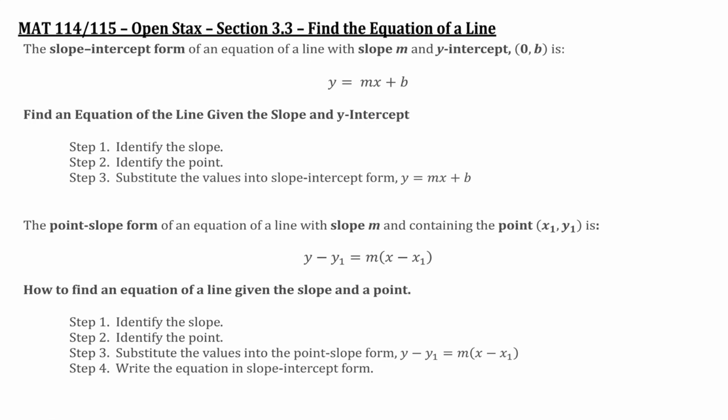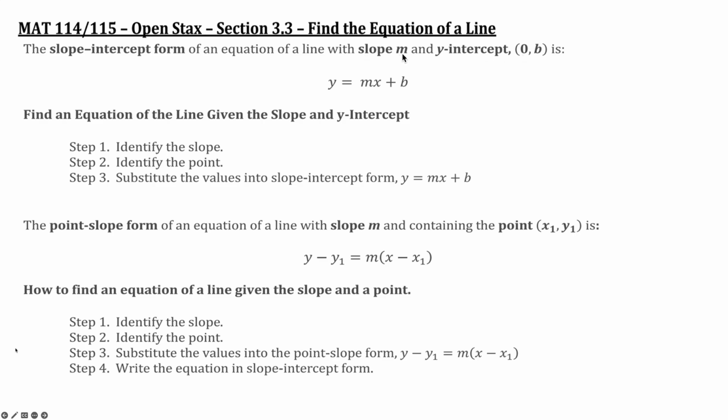Welcome to section 3.3, where we're going to discuss three different forms of the equation of a line. All right, our first form of the line is slope-intercept form. Slope-intercept form gives you a starting point on the y-axis. We call that the y-intercept. It is the point 0, comma b. So whenever you have the y-intercept, the x-coordinate is 0.